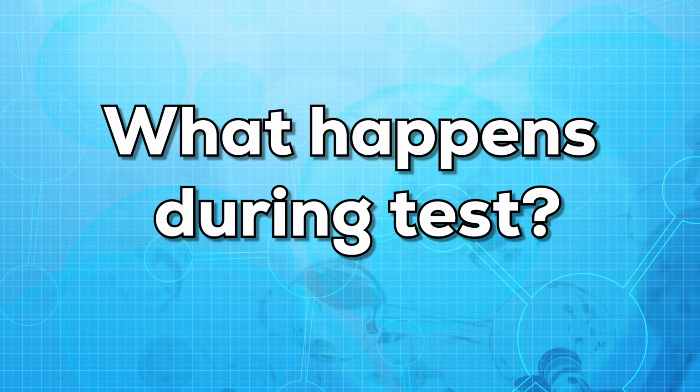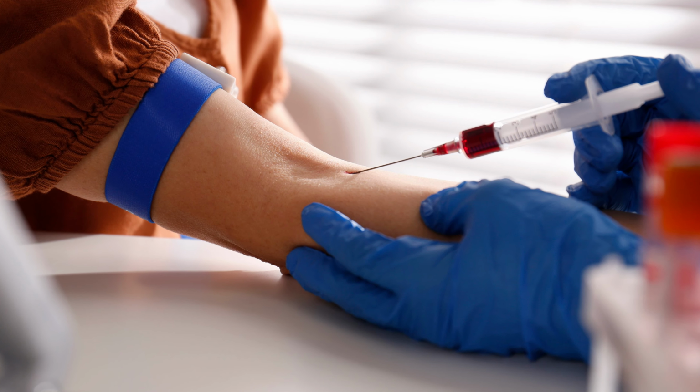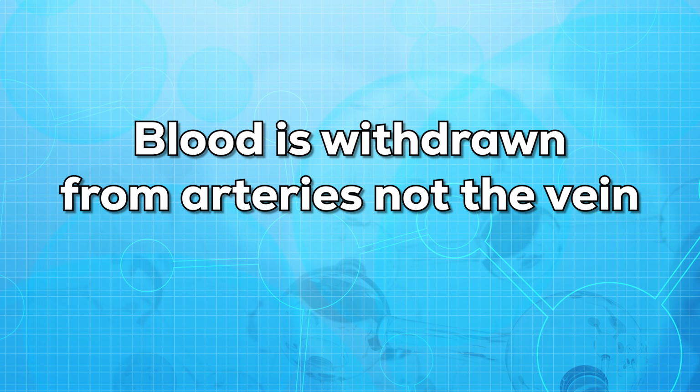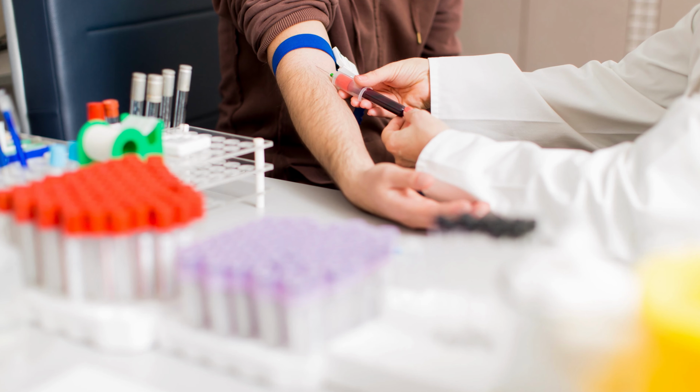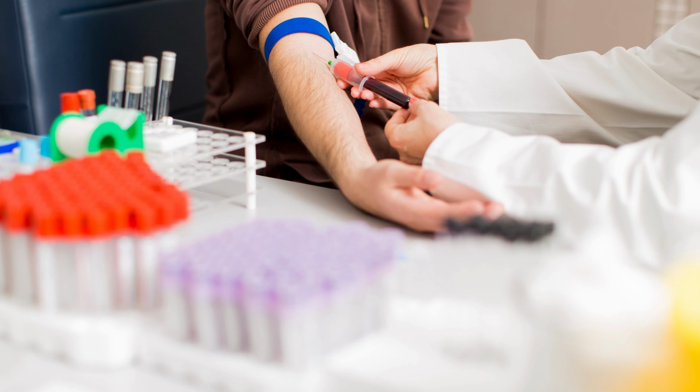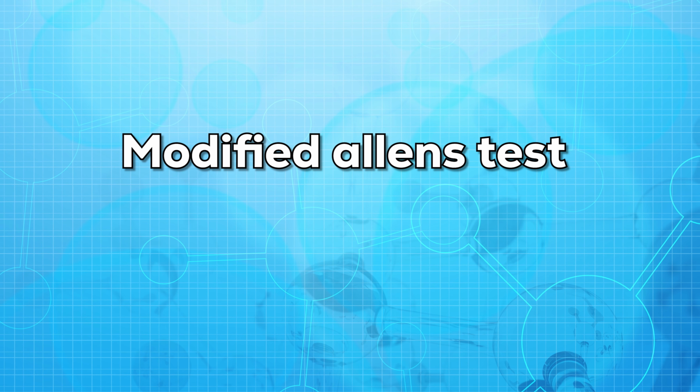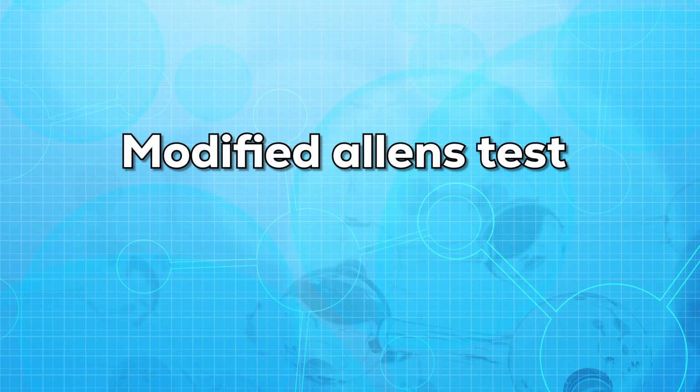Now let us see what happens during the test. For this test, a small amount of blood is withdrawn. But unlike others, for this test, the blood is withdrawn from the arteries and not the vein. And because the blood is being withdrawn from the arteries and not the vein, it may be a little bit more painful because arteries are deep in. The blood sample can also be collected from the arteries of the wrist, in the groin region, or the arm. Before withdrawing the blood, your doctor might do a modified Allen's test to check the flow of the blood.